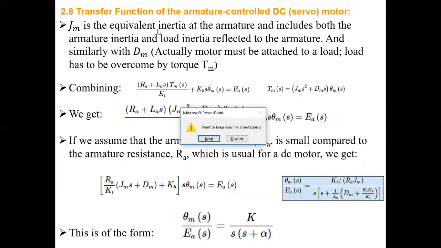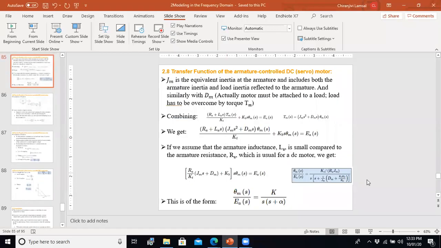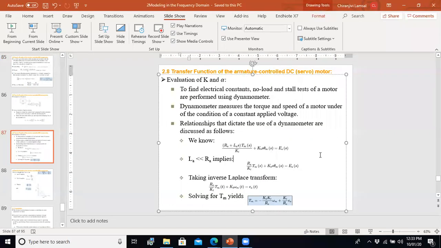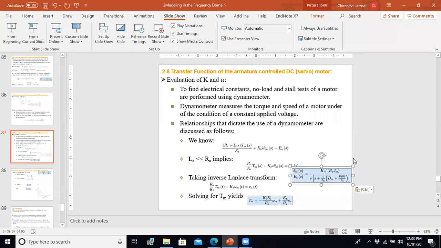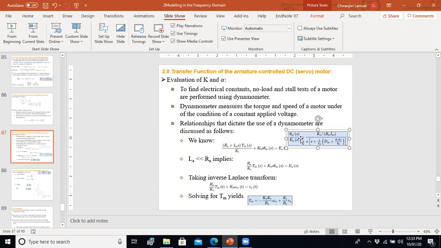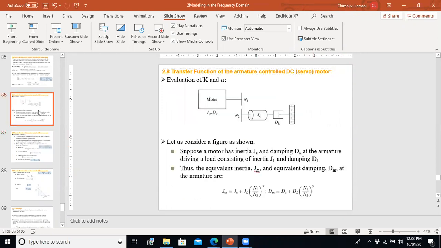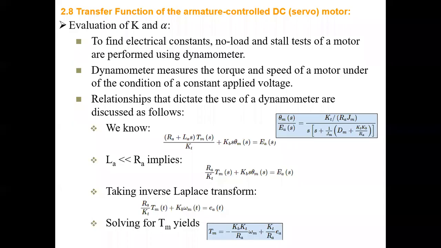How do I bring this over? So keep it for now. No, discard it. Let me bring it over there. So this guy, we got up to this, right? And also we figured this out, right? We found JM and DM, right? So JM is this, DM is this. So what else we need to do here? JM is done, DM is done, right?